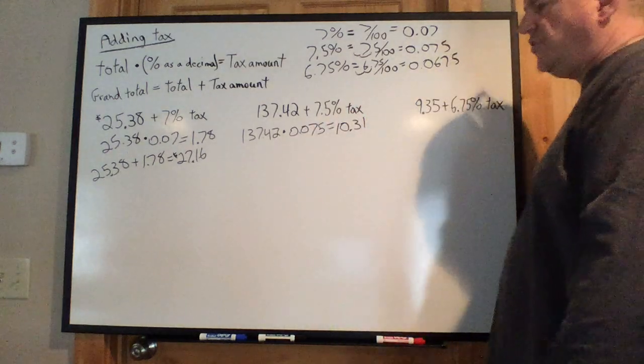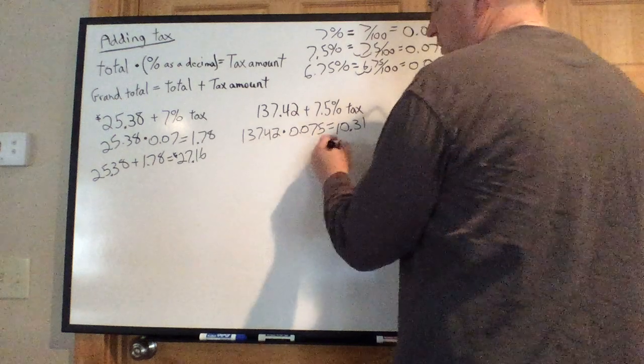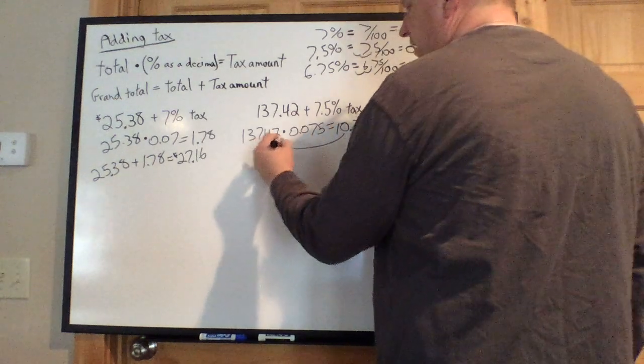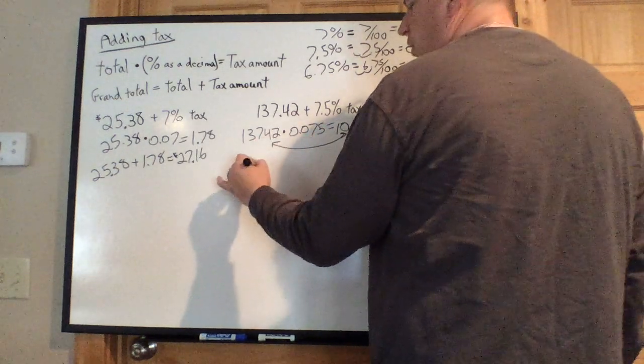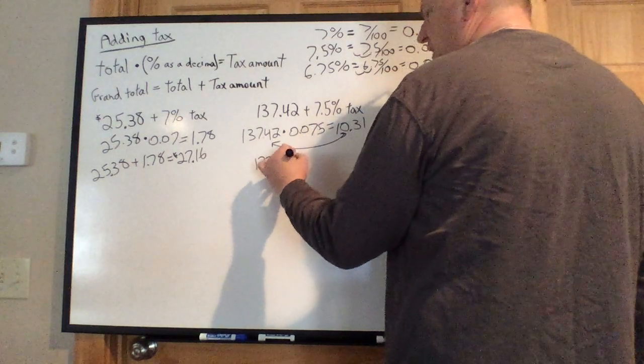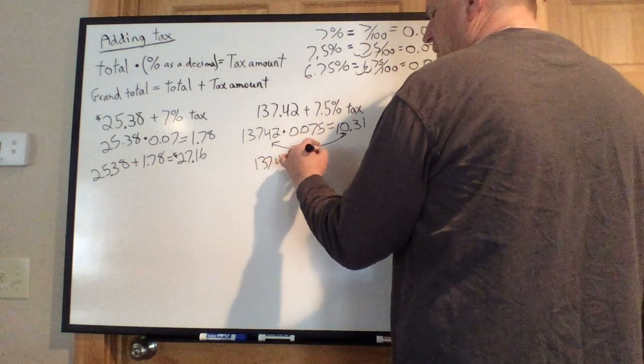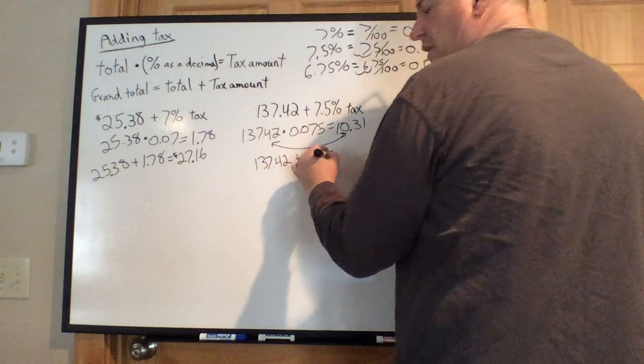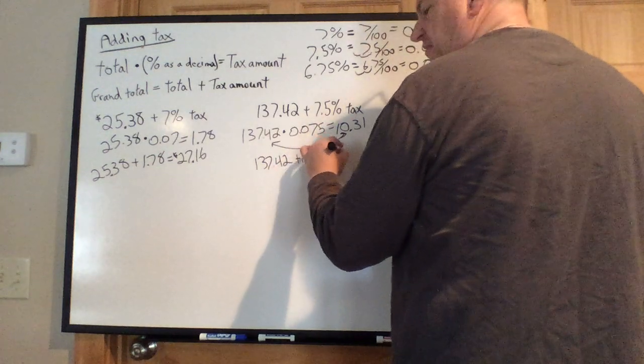So now all I have to do is take these two numbers and add them together. 137.42 plus $10.31 is going to give me a grand total of $147.73.